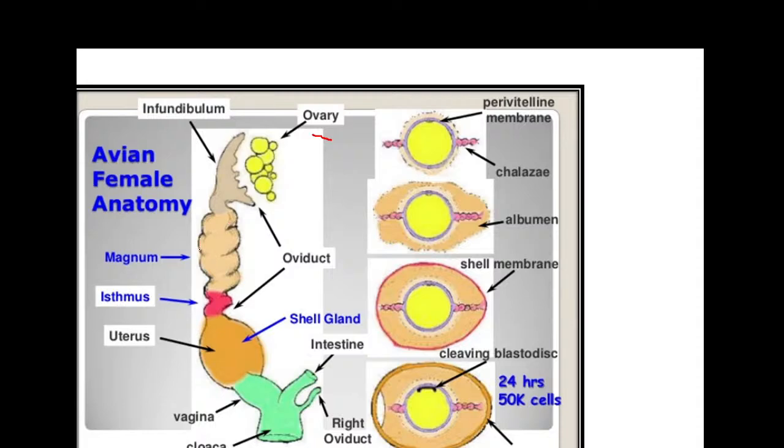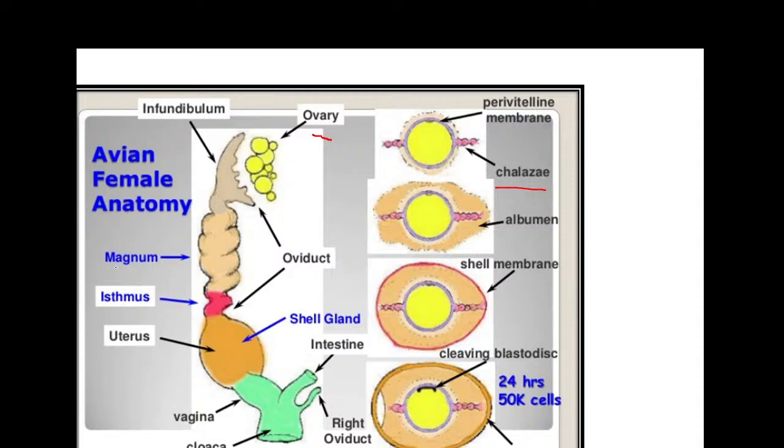When it reaches the magnum region, the accumulation or the concentration of the albumin takes place. Albumin secretion will start at this magnum region. Here you can see at the right side the albumin coating as well as the chalaza. Chalaza actually helps in balancing the egg. The albumin secretion will take place at the magnum region, and at the isthmus region the shell membrane will get deposited.